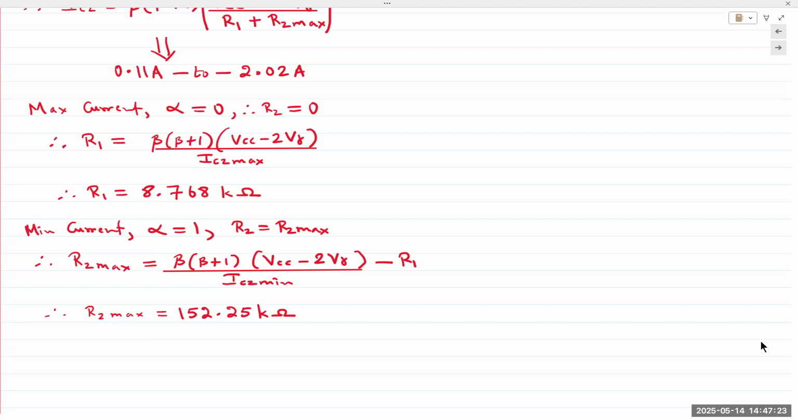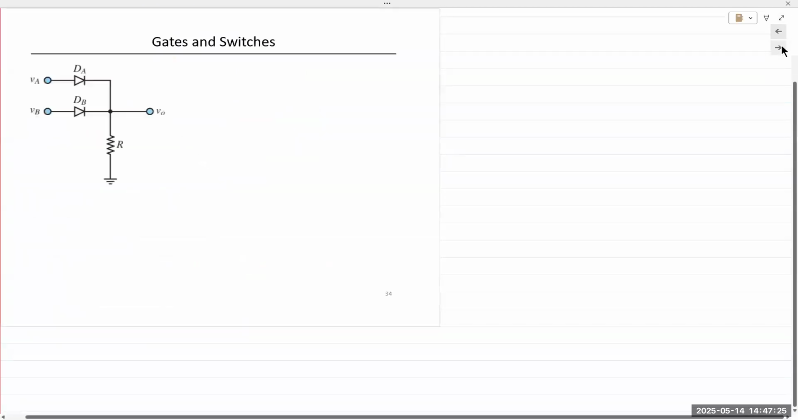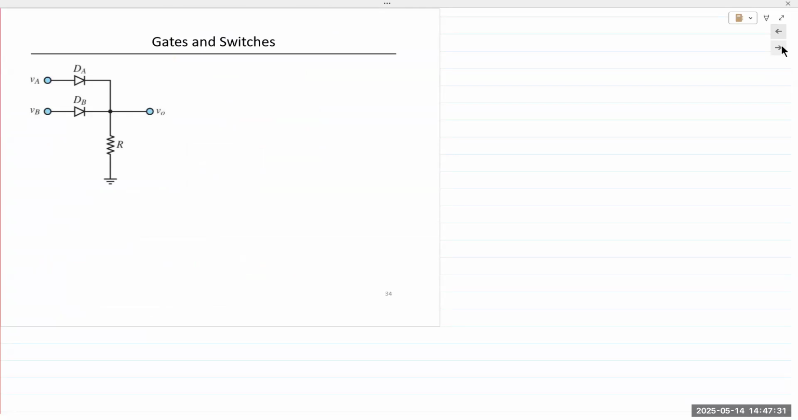All right, about 12 minutes left. Gates and switches. So we saw the application of two diodes to create an AND gate. What kind of gate do you think this is? Been doing your reading? That's good.